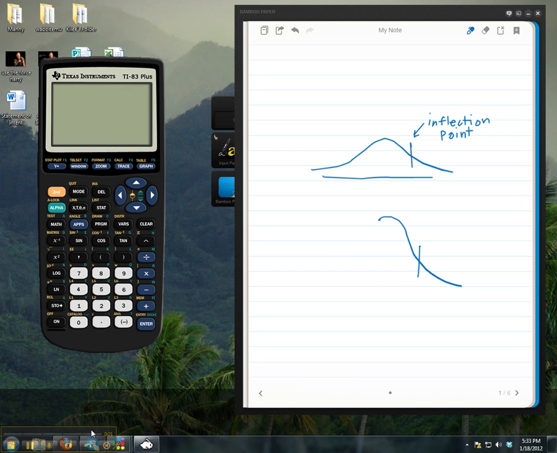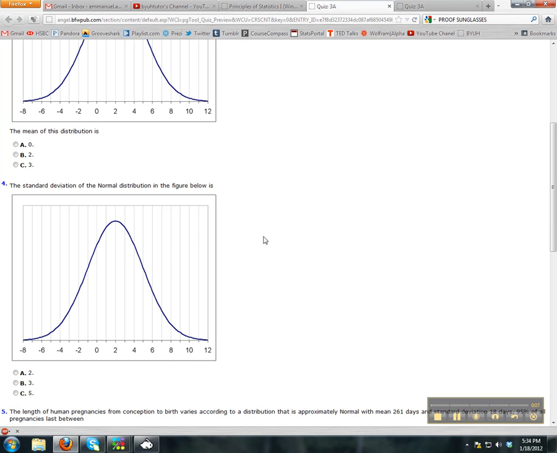Okay, we're going to do a question in 3A. We're going to do number 4. Let me read the question. It says the standard deviation of the normal distribution in the figure below is. So in this question, you're not given any of the numbers that you need to really figure out what the standard deviation is, or the 5-number summary or the mean.